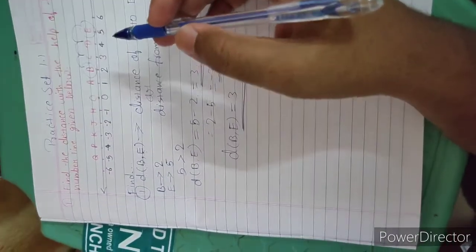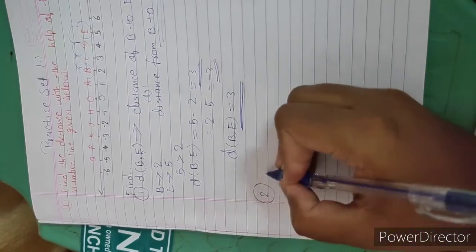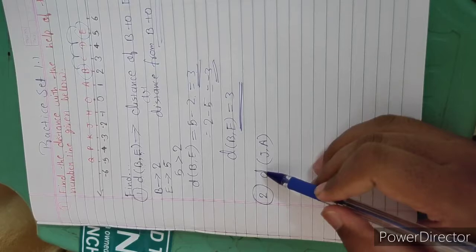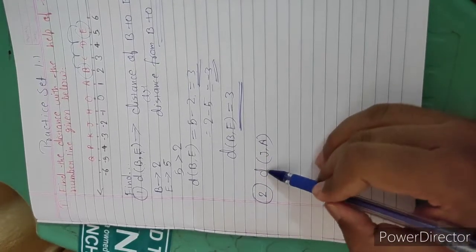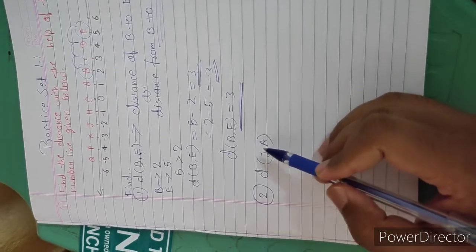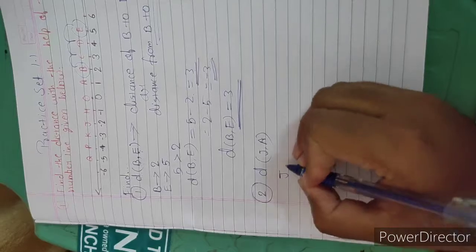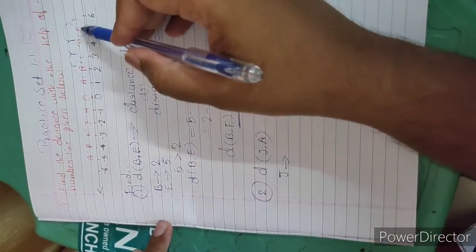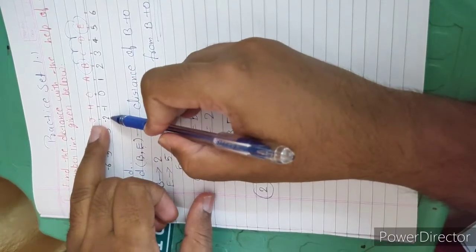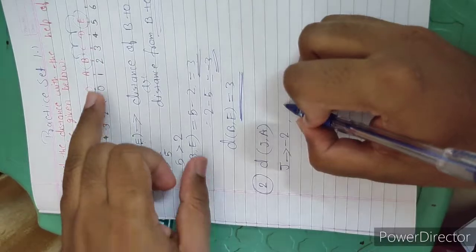Okay, then we move on to the second question. What is there? d(J,A). Here, what is given? The distance of J to A we have to find out. Then first of all we will write the coordinates of J and A. To find the coordinates of J, we will go on the number line. Where is J? Here. What is the coordinate of J? The coordinate of J is minus 2 and the coordinate of A is 1.